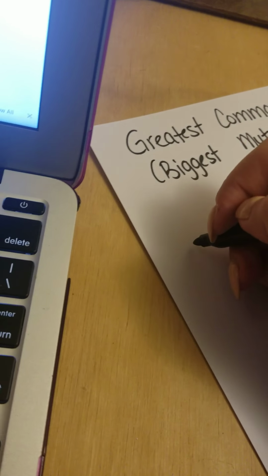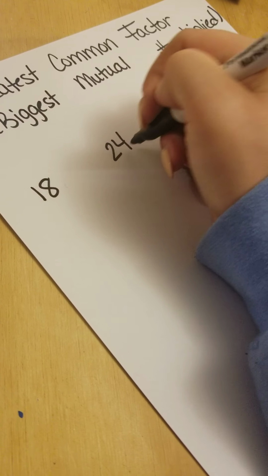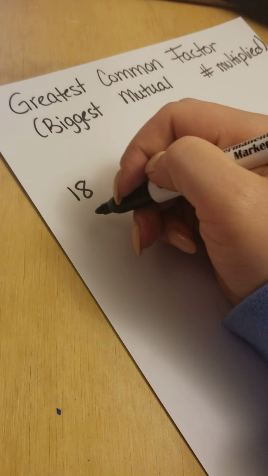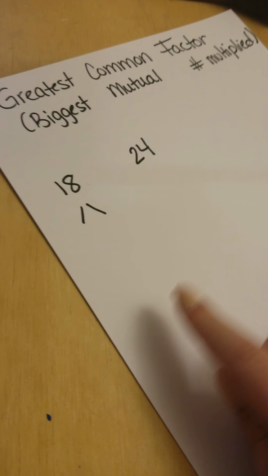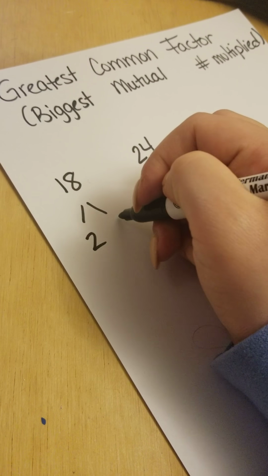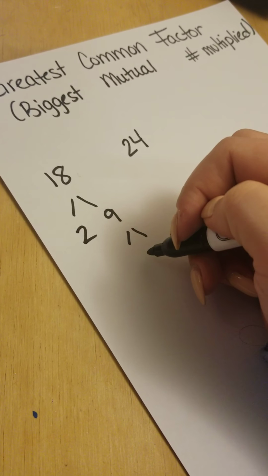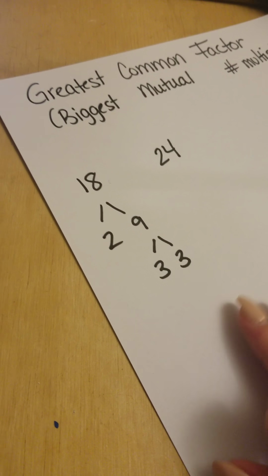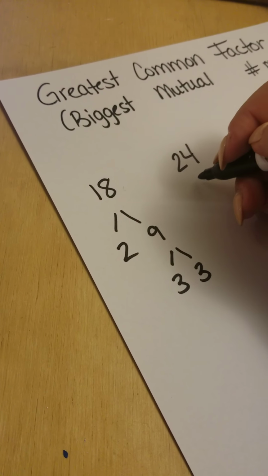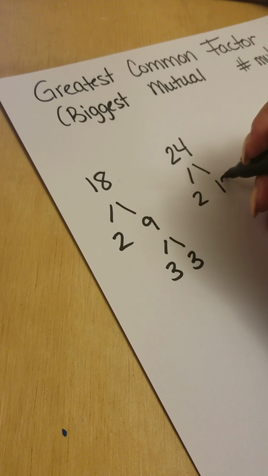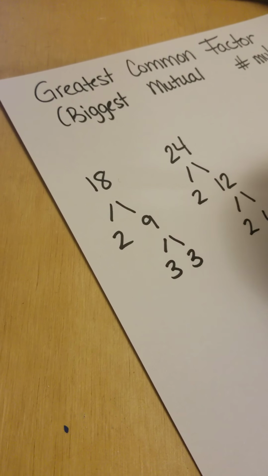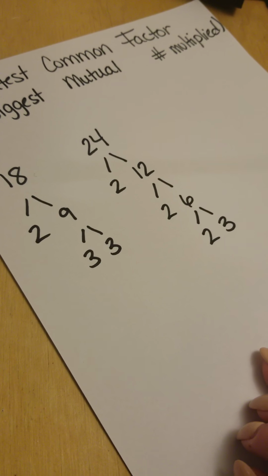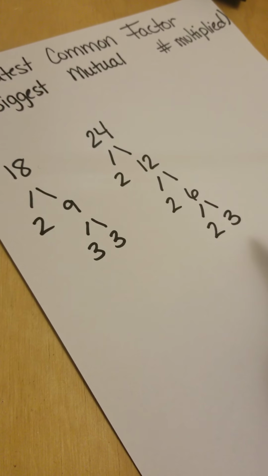So, for instance, if you have the numbers 18 and 24, and you are trying to figure out the GCF, or the greatest common factor, if you remember, we used to do the tree method. So we break it down. You're breaking it down in order to be left with just your prime numbers. Once you reach your prime numbers, you are done. This number is completely broken down. Then you move on to 24. Now, these are all of the numbers. When they're broken down, they become your primes.